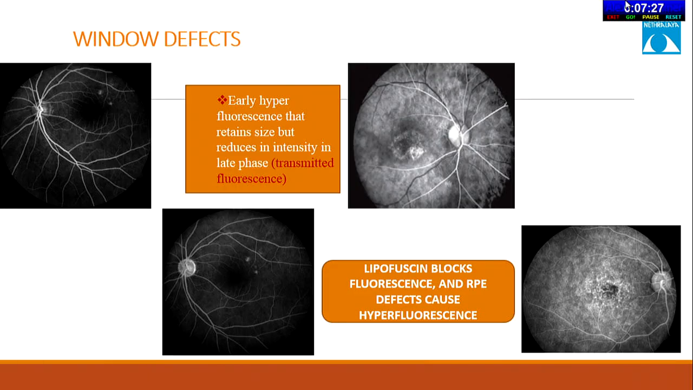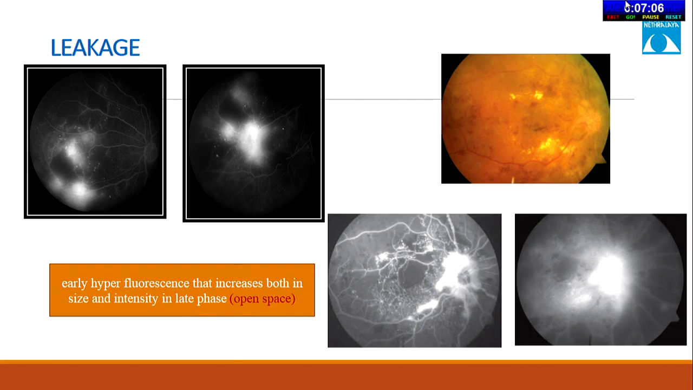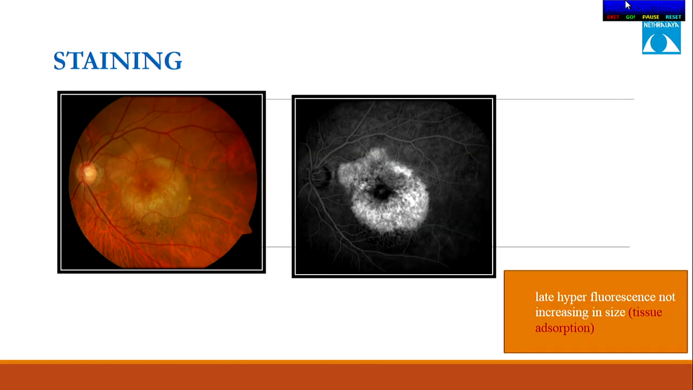Hyperfluorescence can be window defects, which will start in the early phase and gradually decrease in intensity, but the size will remain the same throughout the angiogram. Pooling will start in the early phase and increase in intensity, but the size remains the same. Leakage will increase in intensity as well as size as the phases of the angiogram progress. And staining happens at the late phase, and here we can see the transmission defect through the RPE, the staining of the sclera.